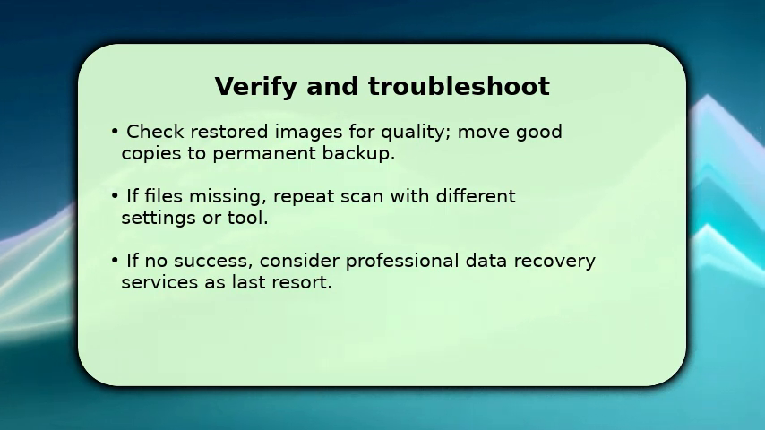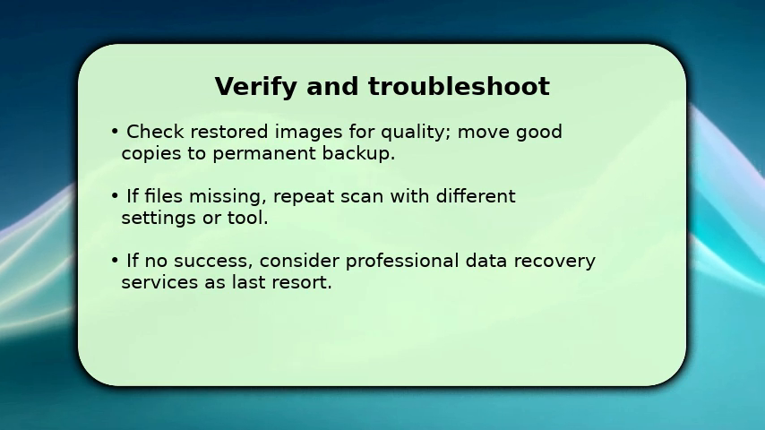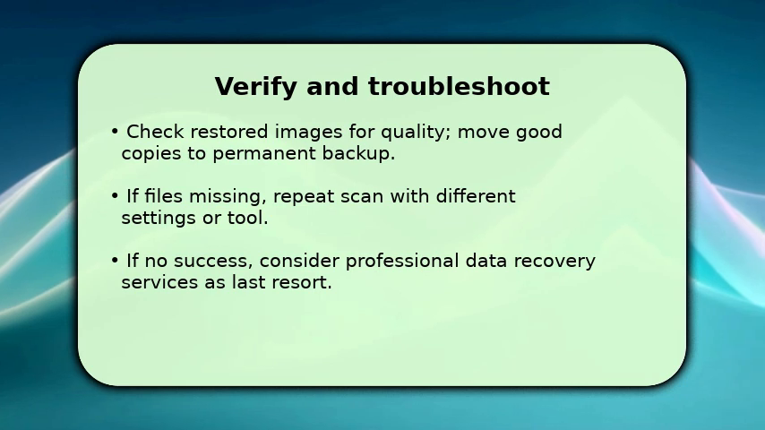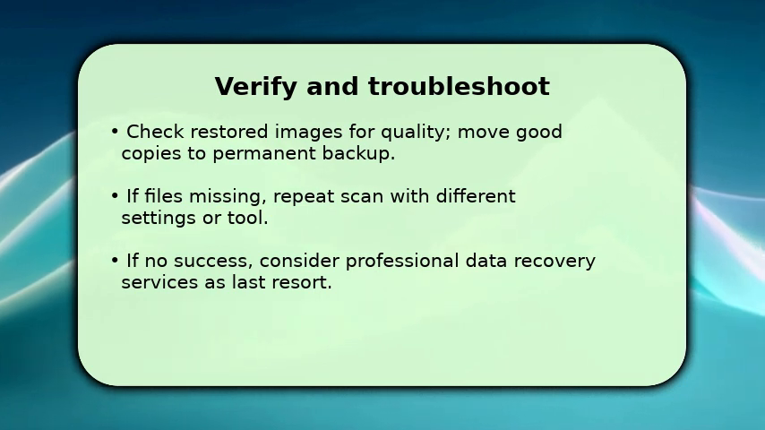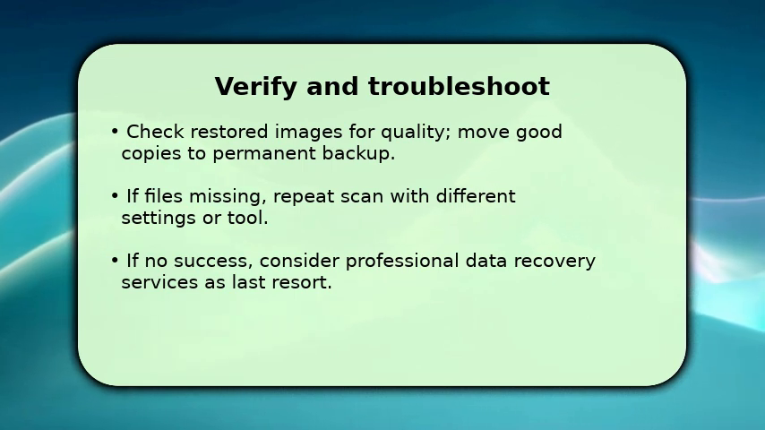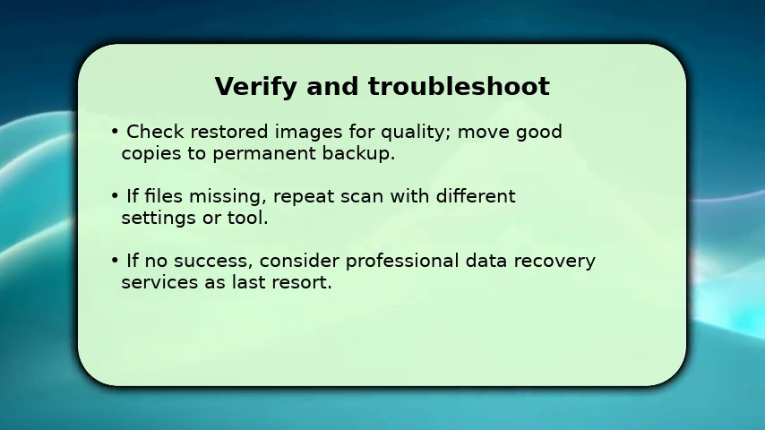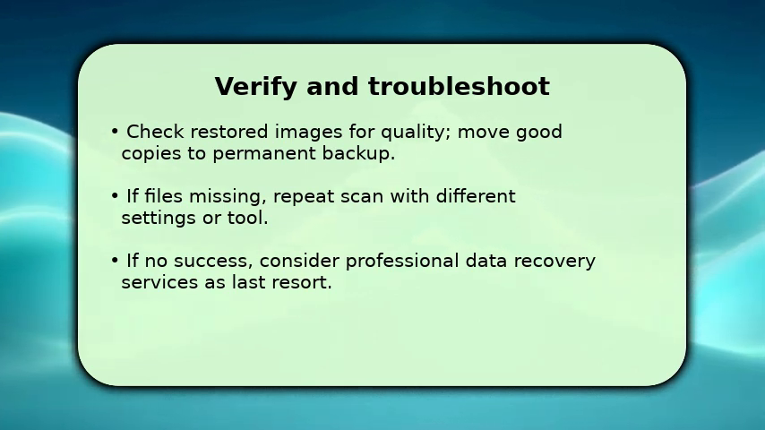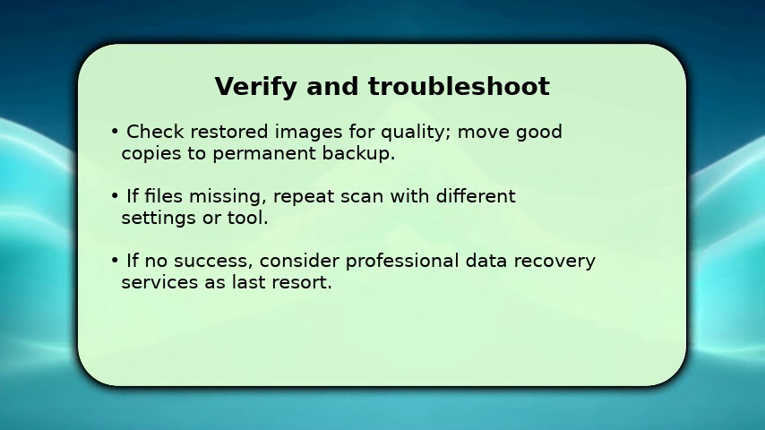If expected pictures are missing or corrupted, repeat the scan using different settings. Change file types, increase scan depth, or try an alternative recovery tool, because different algorithms succeed on different file signatures. If repeated attempts fail, consider stopping and consulting a professional data recovery service. They can image the device and extract data without risking further loss.